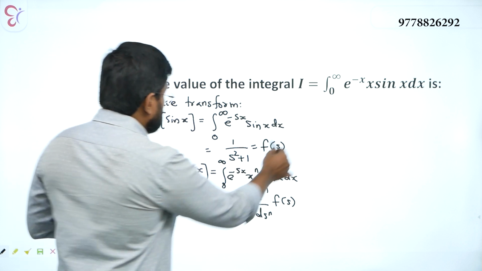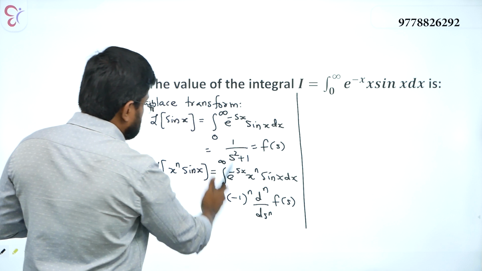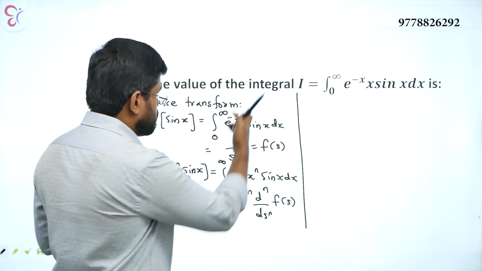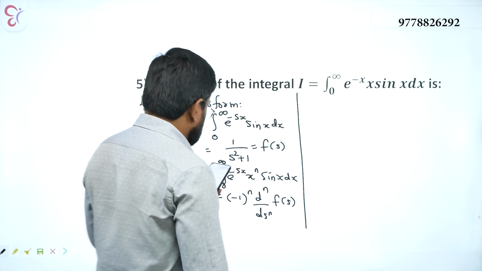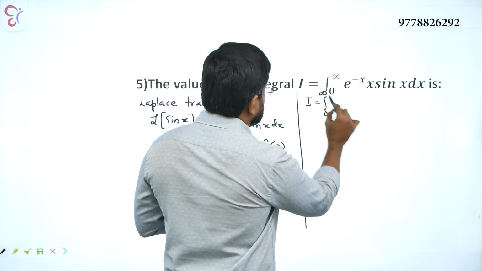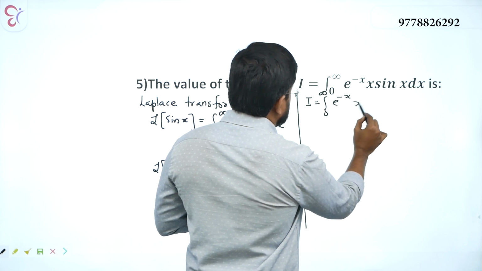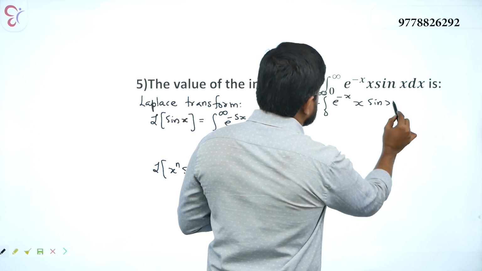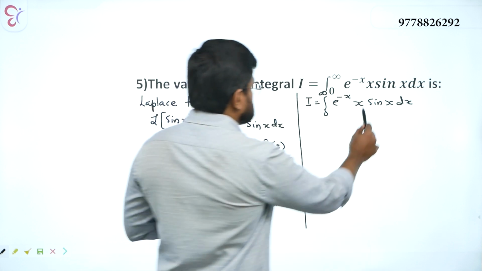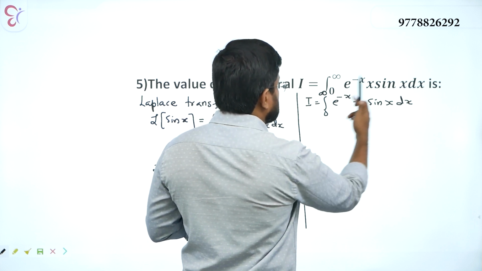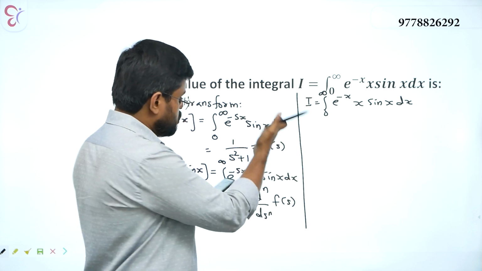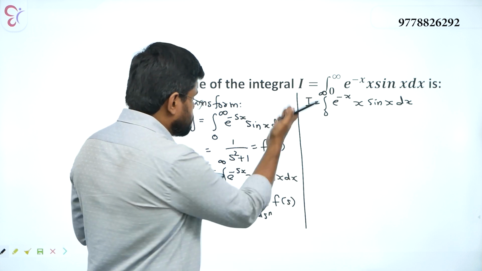Now, having this much weapon in your hand, just look into this integral. The integral I is equal to integral 0 to infinity e raised to minus x into x sin x dx. See, x power n, in the place of n it is 1. In the place of s it is 1. N and s are 1. Then it is very easy to find out. Okay, let us find out.